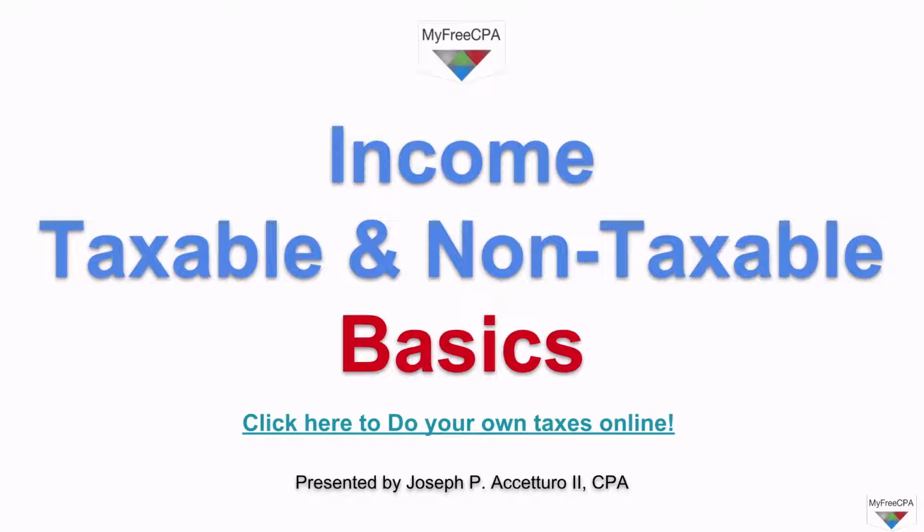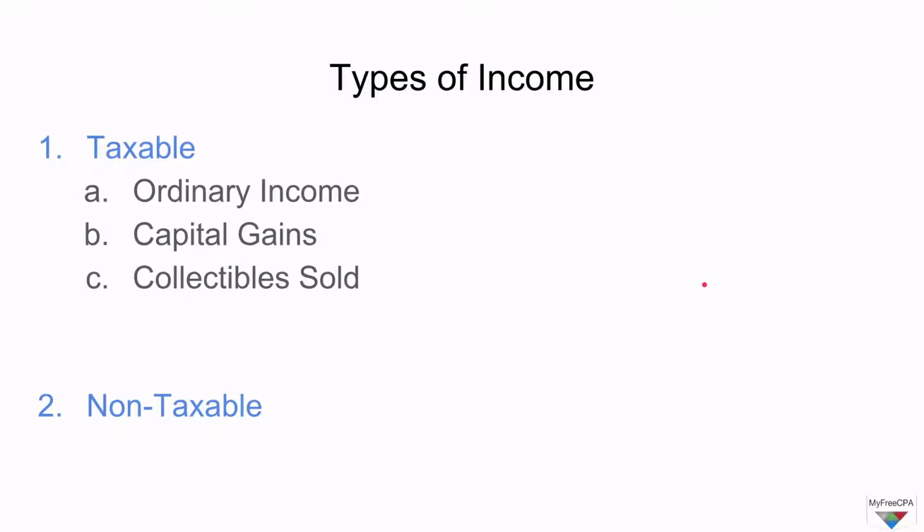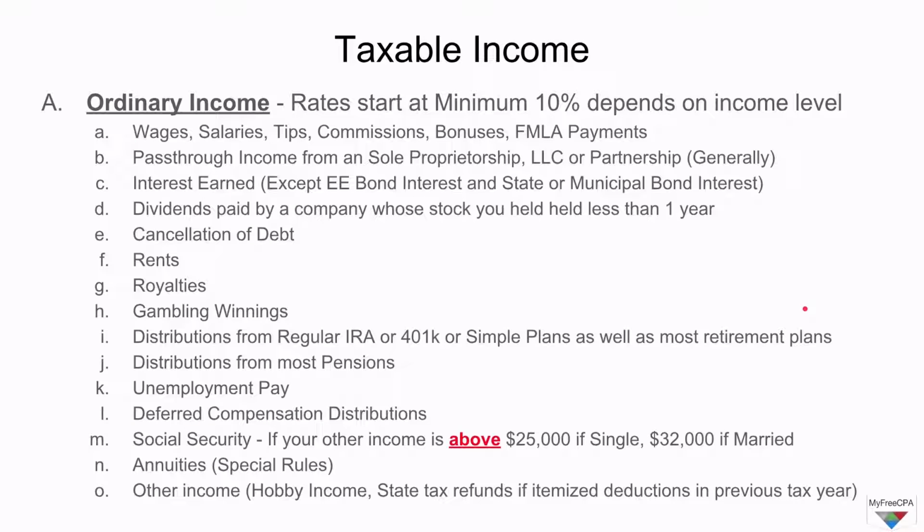All right, let's talk about income. Taxable income, non-taxable income, ordinary income, long-term capital gains, short-term capital gains. Let's take a look. This is how we're going to set up this little course today. We're going to do taxable income and non-taxable income. Under taxable income, we're going to go over ordinary income, capital gains, and collectibles. So let's take a look.